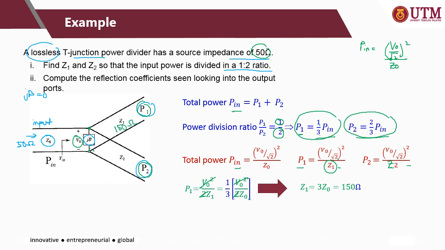The same goes for P2, which receives 2/3 from P in. So this is the P2 equation, which is equal to 2/3 of P in, and you can simplify the equation.